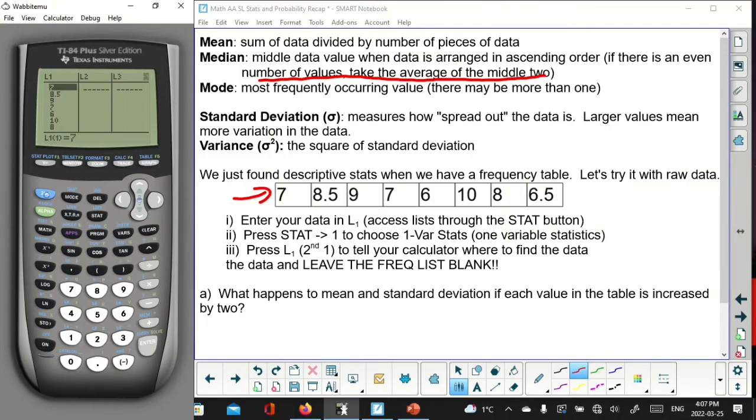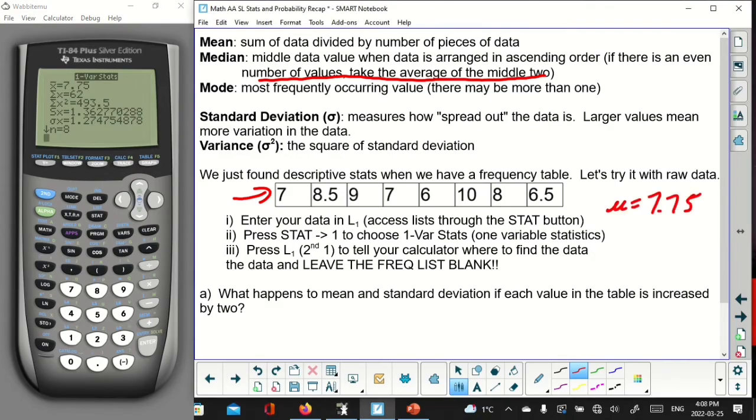You just have to remember to tell your calculator that when you're calculating the statistics. So now I'm going to hit second mode to quit, and then it's stat, over to calculate, and again it's one variable statistics. The list is L1. This time there is no frequency list though. So I'm just going to leave that blank, and I hit calculate. And it tells me that the mean is 7.75. The standard deviation is 1.27.